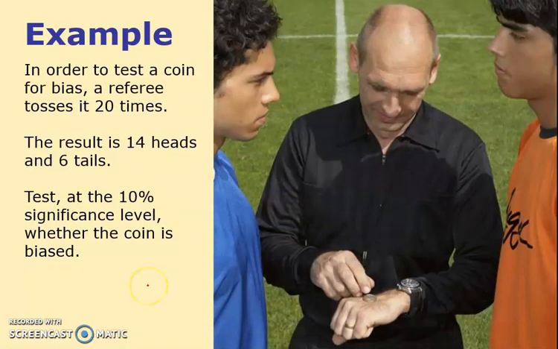Next question. In order to test a coin for bias, a referee tosses it 20 times. Okay, fair enough. So what are we talking here? We're saying X is binomial. He does it 20 times. You expect to get 0.5. Notice, you always say the one for H0, that you can say P equals. I would say P equals 0.5.